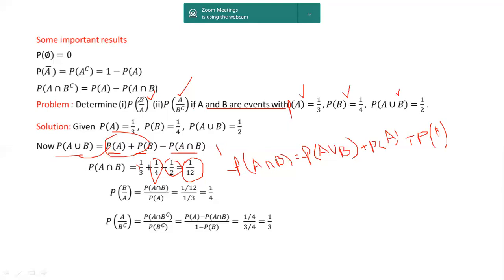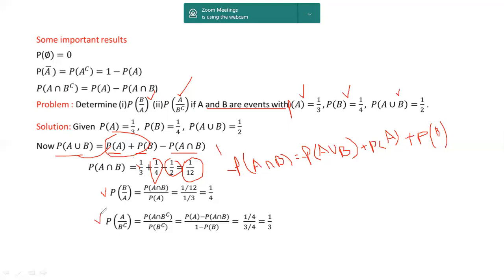Then the first question is probability of B over A. Using the conditional law, probability of B over A is equal to probability of A intersection B by probability of A. That is equal to probability of A intersection B, which we calculated as 1 by 12 in the above step, and probability of A is 1 by 3. That is equal to 1 by 4.